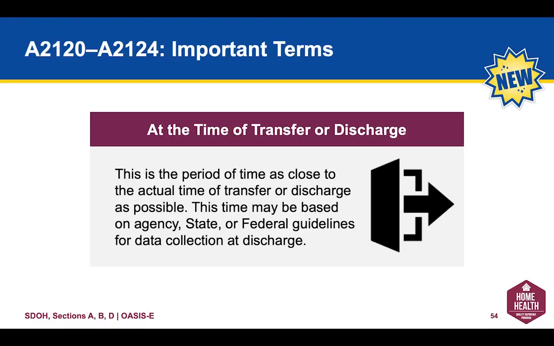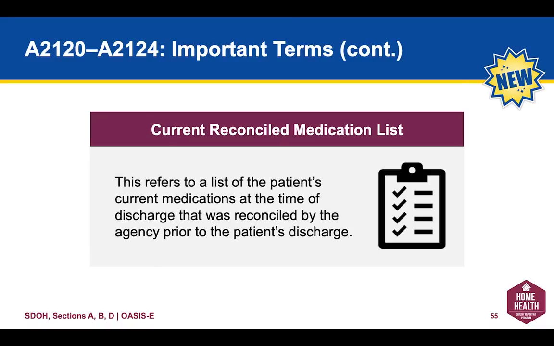Let's review the terms that are important for the assessor to understand when completing these data elements. At the time of transfer or discharge means as close to the actual time of transfer or discharge as possible. This time may be based on facility, state, or federal guidelines for data collection at discharge. Current reconciled medication list refers to the current list of a patient's medications that were reconciled by the agency prior to the patient's discharge.